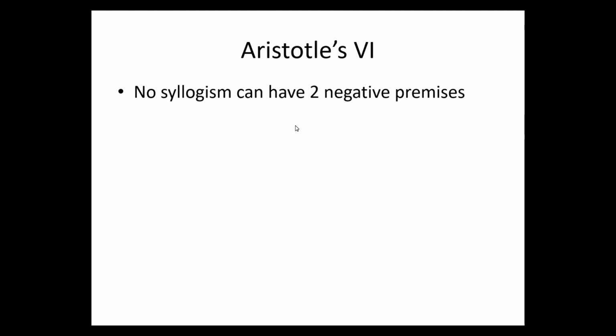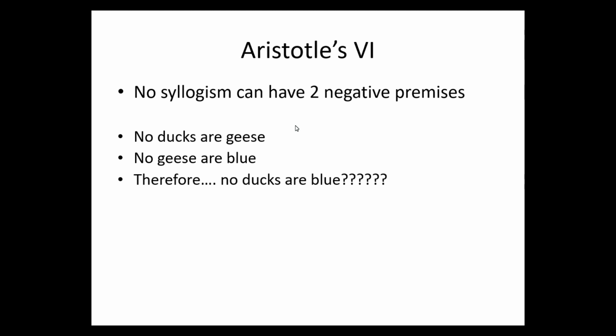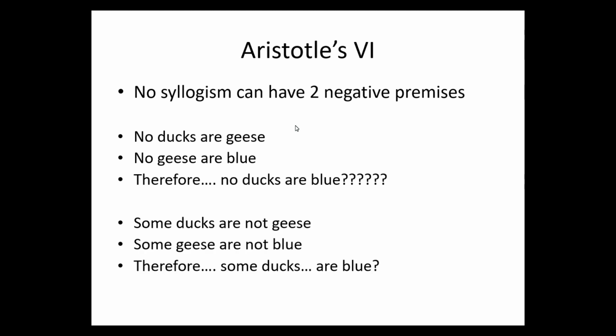Next, no syllogism can have two negative premises, or more precisely, no conclusion logically follows when you have two negative premises. Establishing separation from one thing does not establish overlap with another, not without some other premise. No ducks are geese, no geese are blue, therefore no ducks are blue? Some ducks are not geese, some geese are not blue, therefore some ducks are blue? Just doesn't follow. Nothing's been established. It's just separation. There's no overlap to conclude.